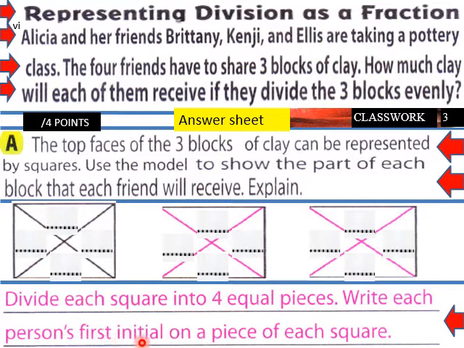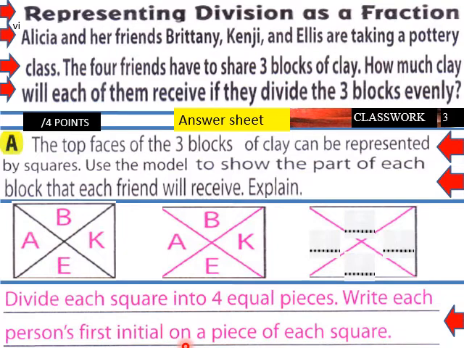Write each person's first initial on a piece of each square. So B would be for Brittany, A would be for Alicia, K for Kenji, and E for Ellis. B, A, K, E. And again, teachers, give your students a while. On their classwork sheet, they have those closed areas that they can fill in. Give them a chance to do it and then do a reveal like this.